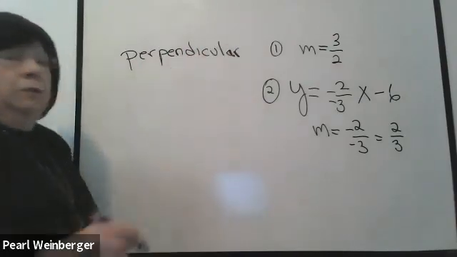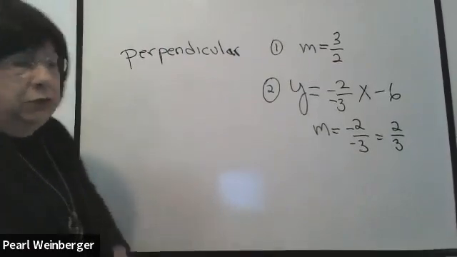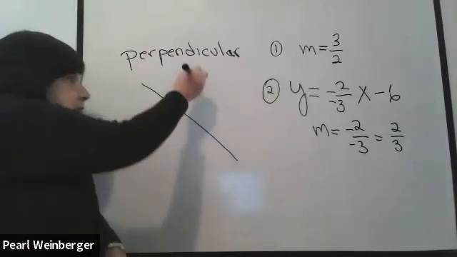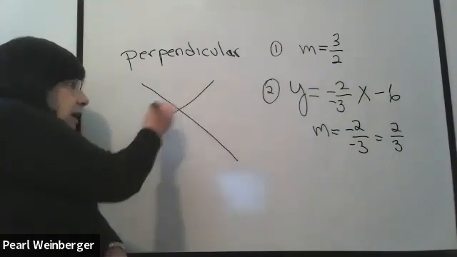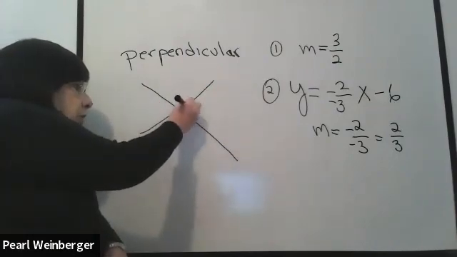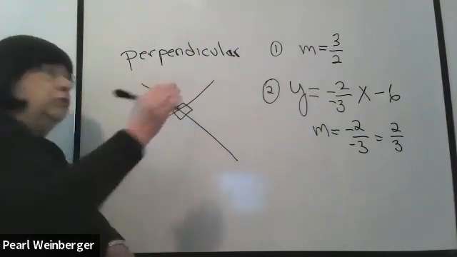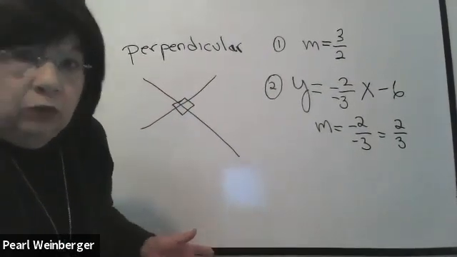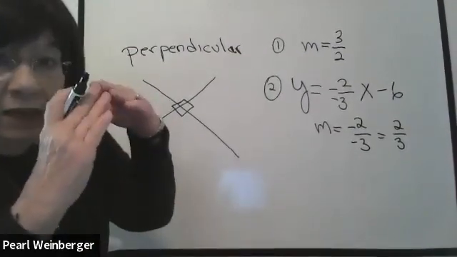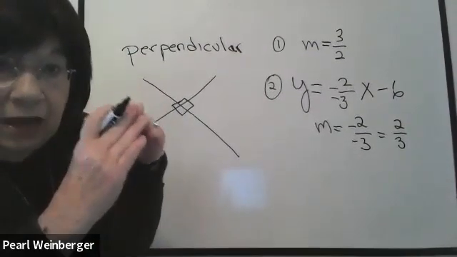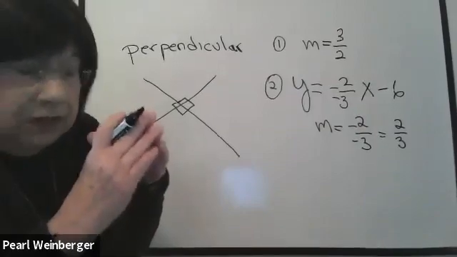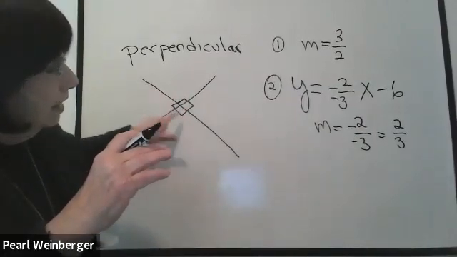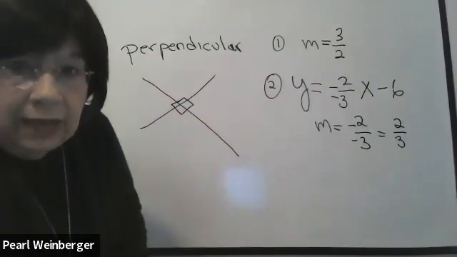When we talk about perpendicular lines, we mean two lines that are intersecting at what we call right angles. They make square corners. When we talked about rectangles, the sides of the rectangle are perpendicular. That means the angles they meet in are always 90-degree angles.